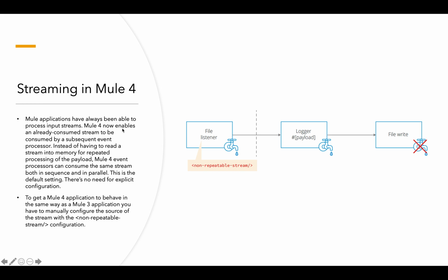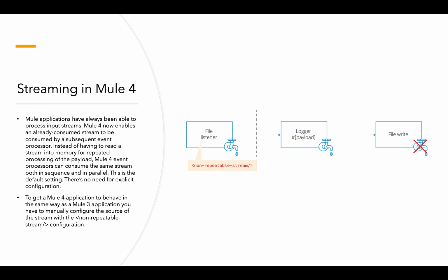Similarly, it is stated here as well. Mule applications have always been able to process input streams. Mule 4 enables an already consumed stream to be consumed by a subsequent event processor. Instead of having to read a stream into memory for repeated processing of the payload, Mule 4 processors can consume the same stream both in sequence as well as in parallel, and no explicit configuration is required.